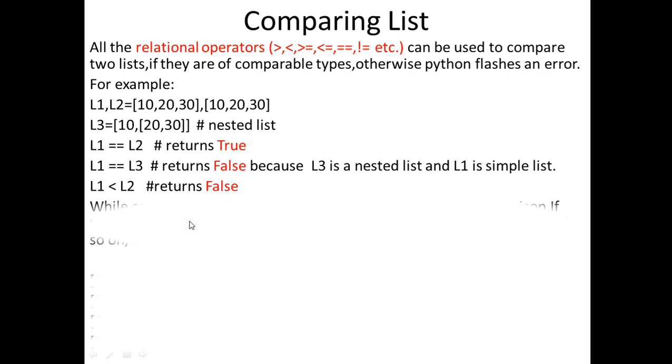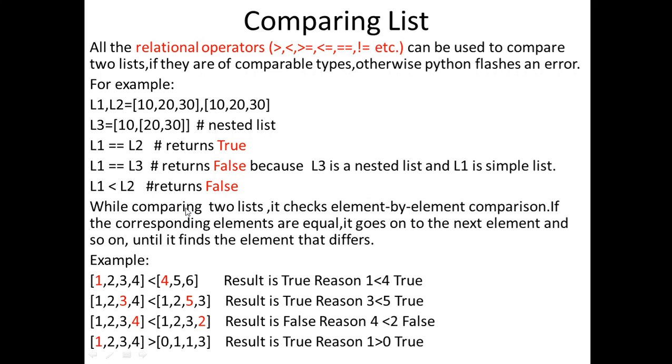More examples are there. While comparing two lists, this is a very important thing which you have to know. While comparing two lists, it does element by element comparison. As I told you earlier, if the corresponding elements of the lists are equal, it goes on to the next element.